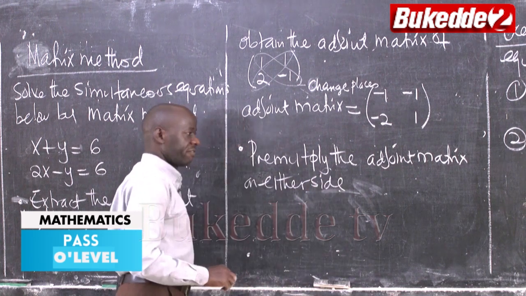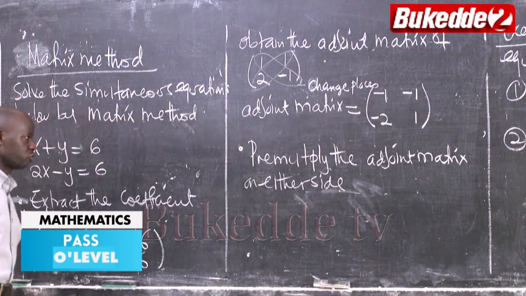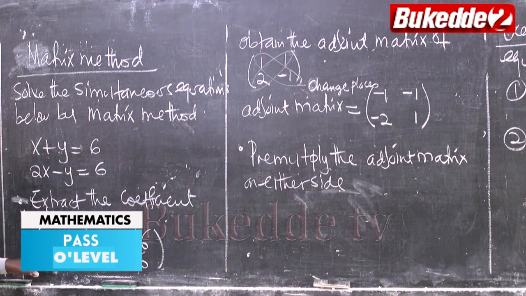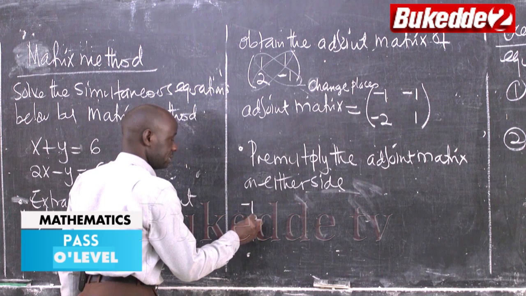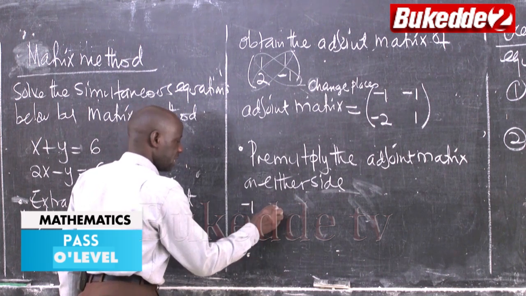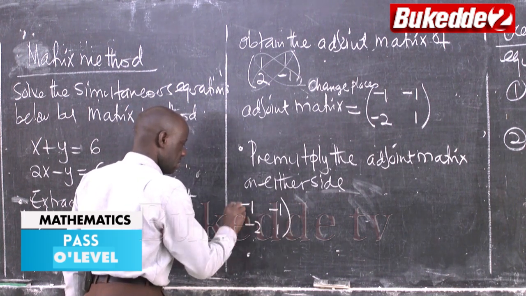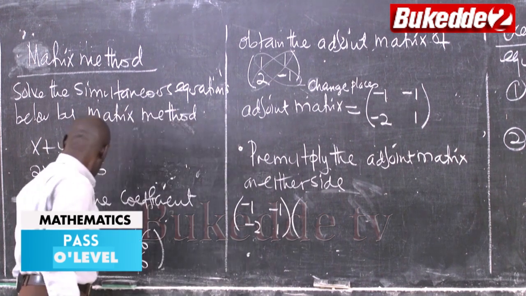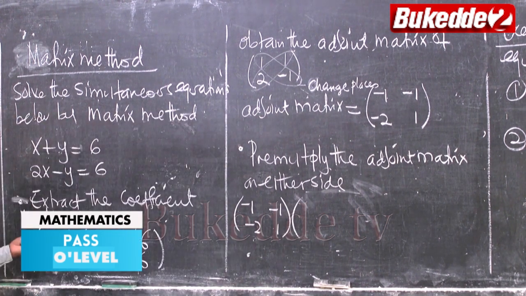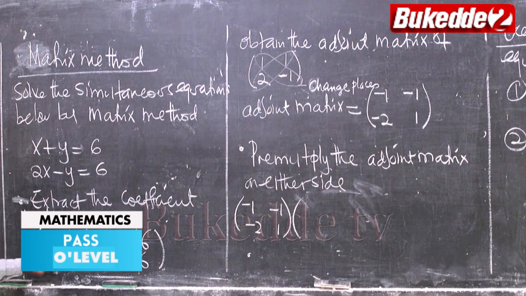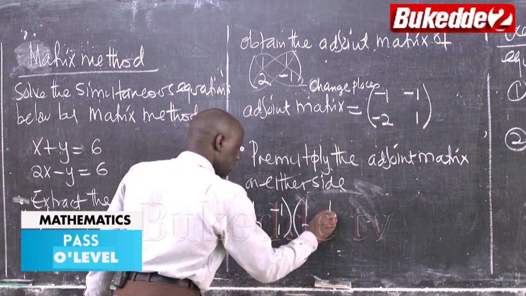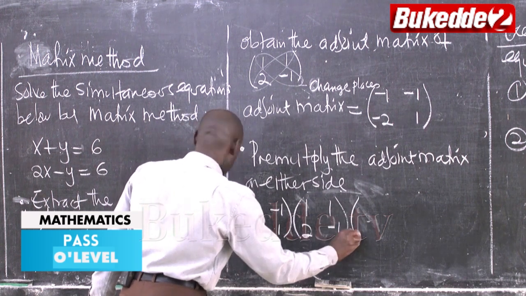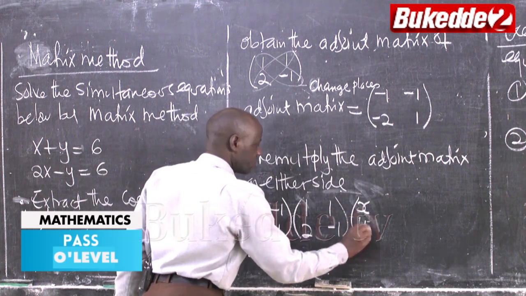On either side of the equal sign. What are we going to do? We are going to get our adjoint matrix, -1, -2, -1, 1. Multiply this one with 1, 2, 1, -1. This is 1, 2, 1, -1, followed by x, y.